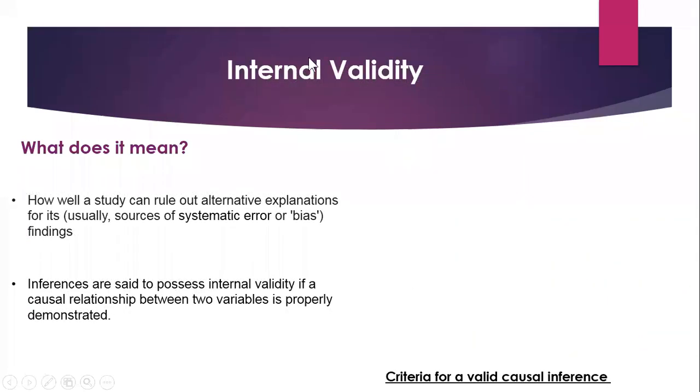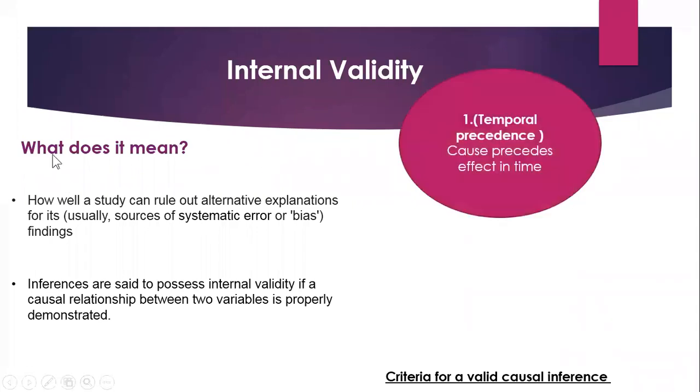So I spoke before about internal validity. What does that mean? Internal validity means how well a study can rule out alternative explanations for its findings, usually the sources of error. So let's say you found that smoking may cause cancer, and your study says smoking causes cancer. Is that entirely correct? Or lung cancer, you have to speculate. You have to rule out all the alternative explanations in your sample.